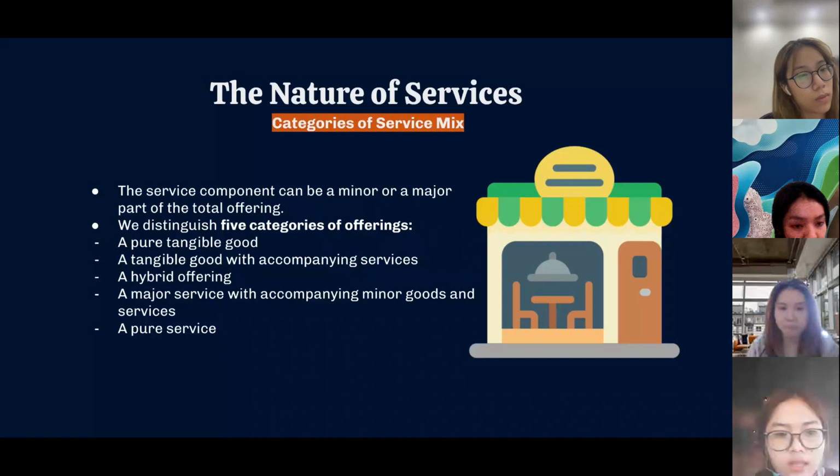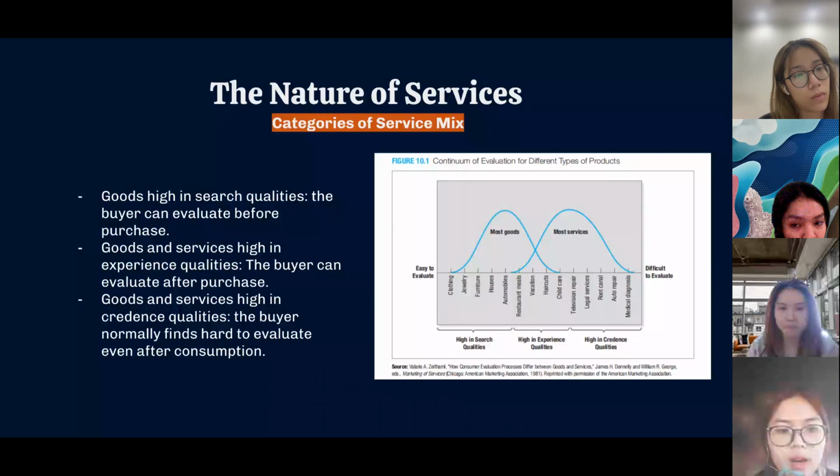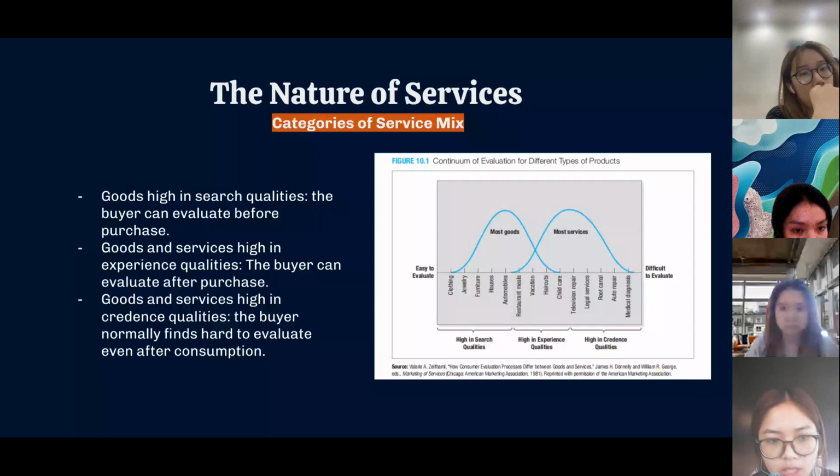So next slide, please. This is the continuum of evaluation for different types of products. The left hand side is the goods with high search qualities, whose characteristics can be evaluated before purchase. For example, when you buy clothes or jewelry, even before you purchase the product, you would know whether it fits you or not. And in the middle are the goods and services high in experience qualities, the characteristics the buyer can evaluate after the purchase. For example, haircuts.